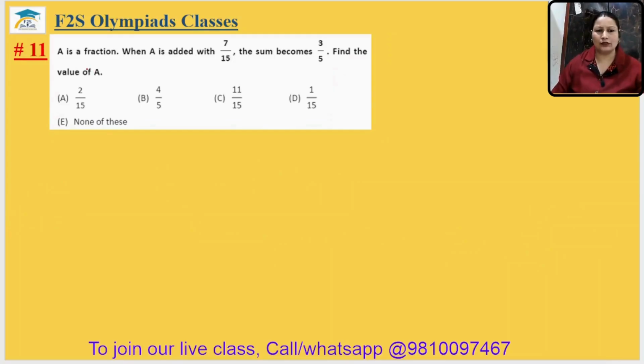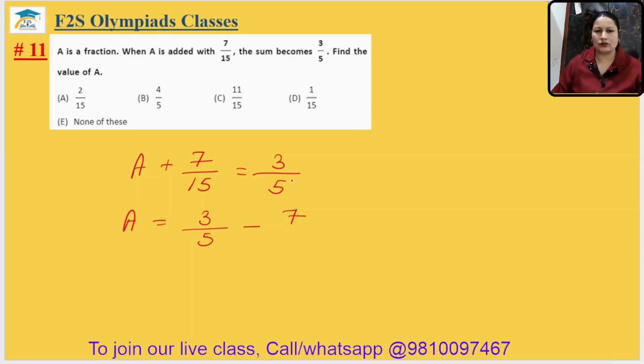Question number 11. A is a fraction. When A is added with 7 by 15, the sum becomes 3 by 5. Find the value of A. So A plus 7 by 15 equals 3 by 5. So A equals 3 by 5 minus 7 by 15.